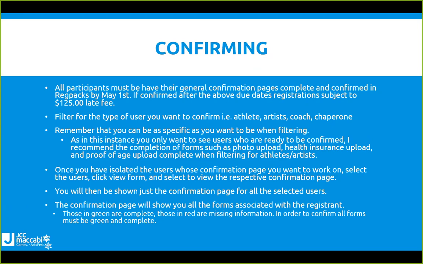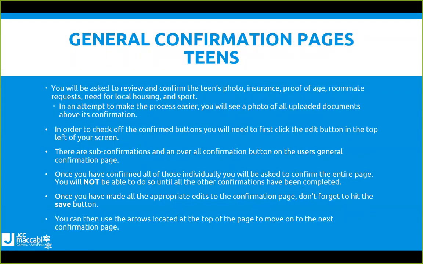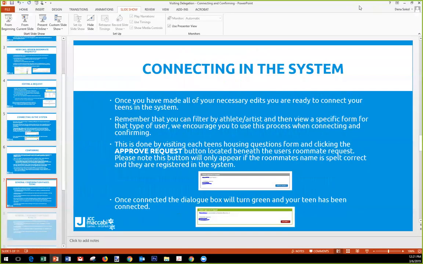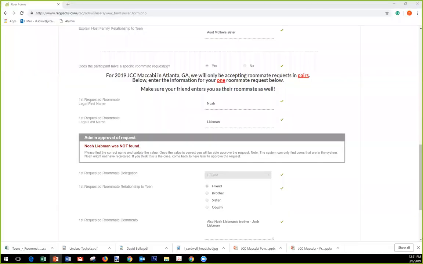It's only going to show you the users that are ready to be confirmed. And then you're going to go ahead, select all of them. Again, select view forms because it'll make it easy. And you can toggle through just the confirmation pages. And then you're going to go ahead and start the confirmation process. I want to take a peek into the actual system so that everybody sees what the confirmation pages look like.